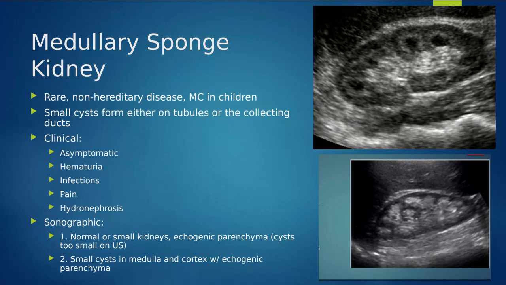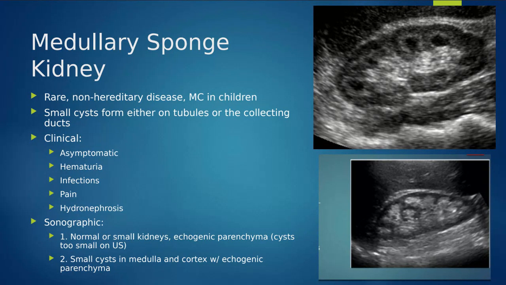On ultrasound, we are going to see normal or small kidneys with echogenic functional tissue. This presentation means that the cysts are too small for us to see on ultrasound, so they're probably going to be measuring less than 2 millimeters, and we just can't see them. But overall, the presentation of that kidney is going to be echogenic or on the smaller side.